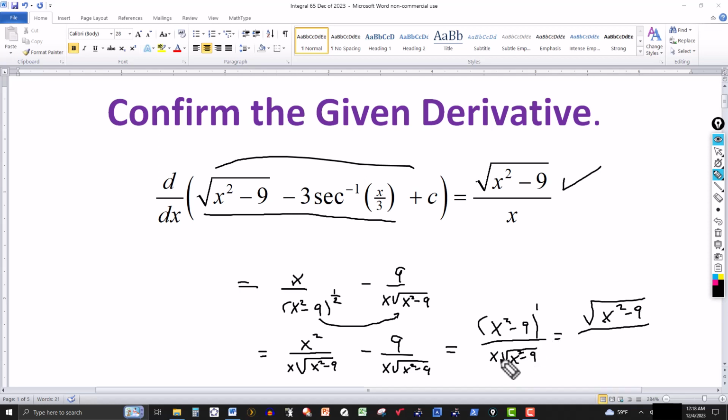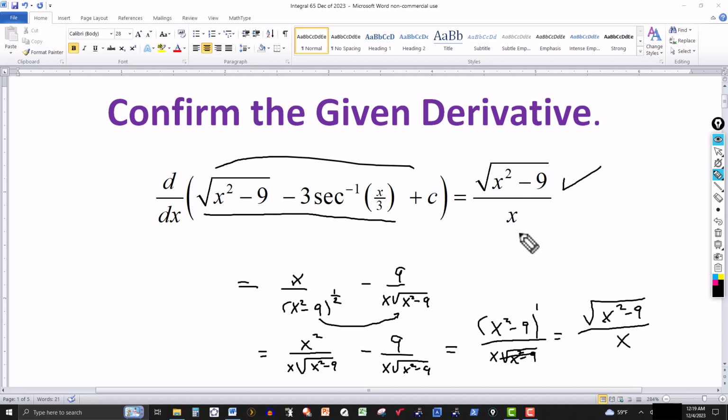So this canceled because I subtracted the exponent. In other words, x squared minus 9 to the first power over the square root of x squared minus 9 simplifies to the square root of x squared minus 9. What do I have down here? The x. And that's your check. At the same time, of course, it confirms that the derivative of this expression does give you the square root of x squared minus 9 over x.